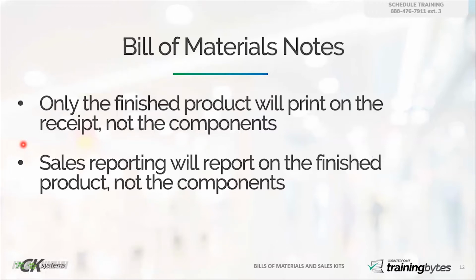Some bill of material notes that are really good to know. When you ring up a bill of material at point of sale, only the finished product will display on the point of sale screen, and only the finished product will print on the receipt. So the components will not print on the receipt. When it comes to sales reporting, the sales will be on the finished product, not on the components.